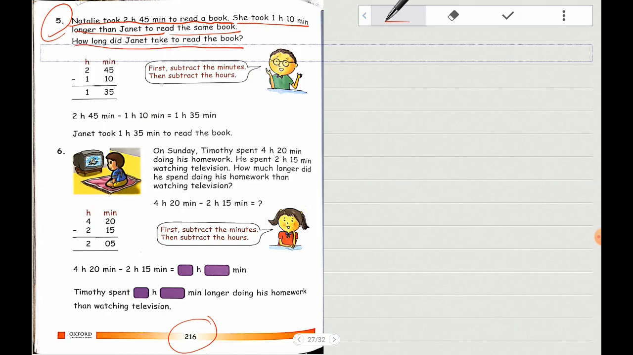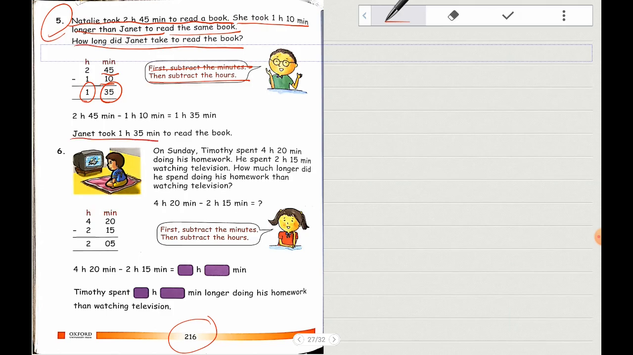Now you can see that Natalia's time is longer than Janet's, so you have to find out how much longer the time of Natalia is than Janet. You can easily subtract. Same as before, we have written hours under hours and minutes under minutes. If you subtract 45 minus 10, the answer will be 35, and 2 minus 1 will be 1. Always subtract the minutes and then subtract the hours. Do not subtract the hours first and then the minutes.